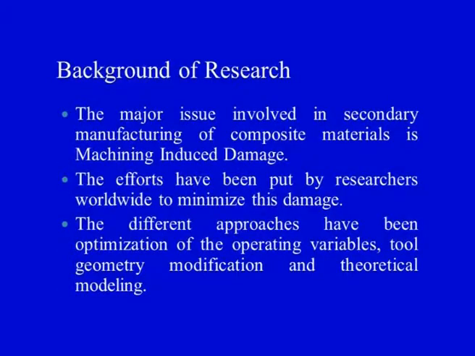Now, what is the research that has taken place? The major issue involved in the secondary manufacturing of composite materials is machining induced damage, which I have already emphasized in the previous slide. One of the paramount objectives, meaning one of the most important objectives of the research community, is how to minimize the damage that takes place during drilling or machining of polymer composites.